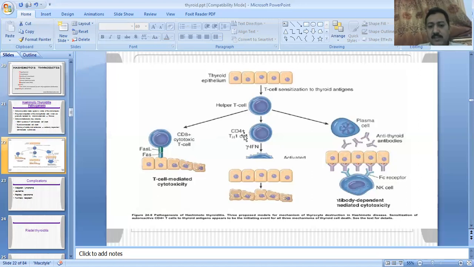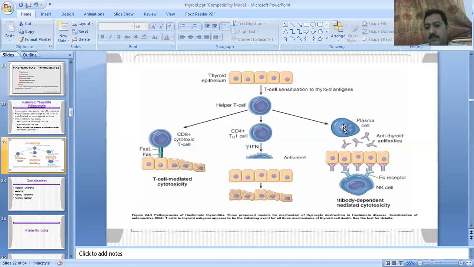The helper T cells start the process of inflammation in the form of inflammatory cells like lymphocytes and macrophages, and it releases mediators in the form of gamma interferon, cytokines, interleukins, and tumor necrosis factors. Due to that inflammatory process, it will damage the normal epithelial cells of the thyroid. These are the normal cells, and these are the damaged thyroid cells, damaged by the inflammatory process.